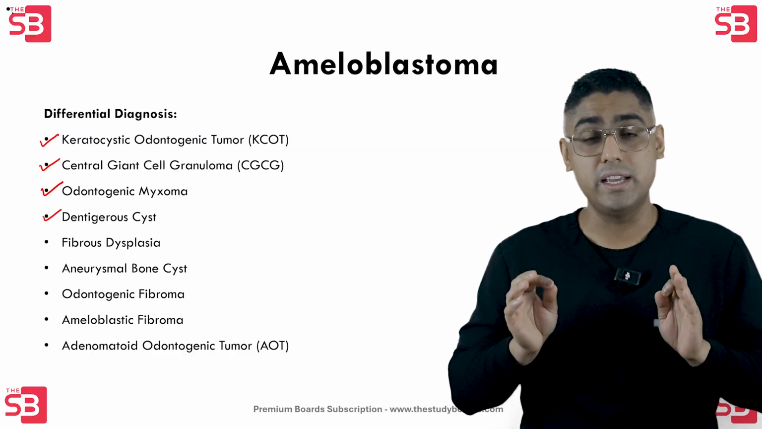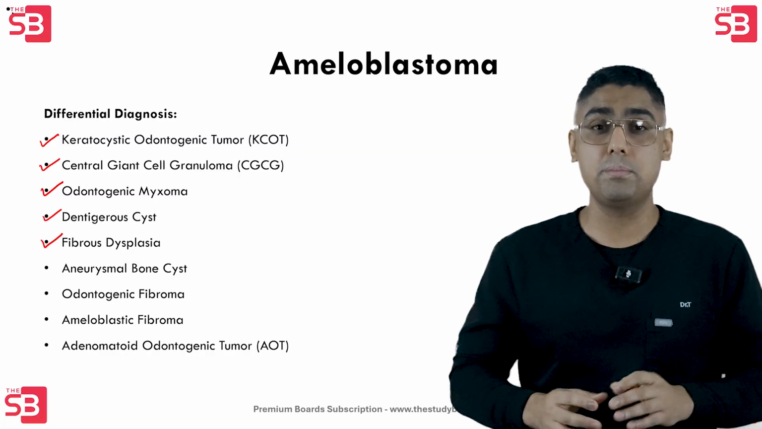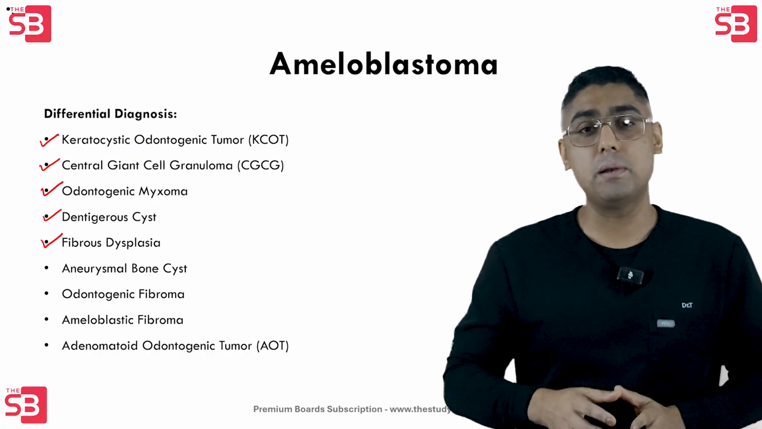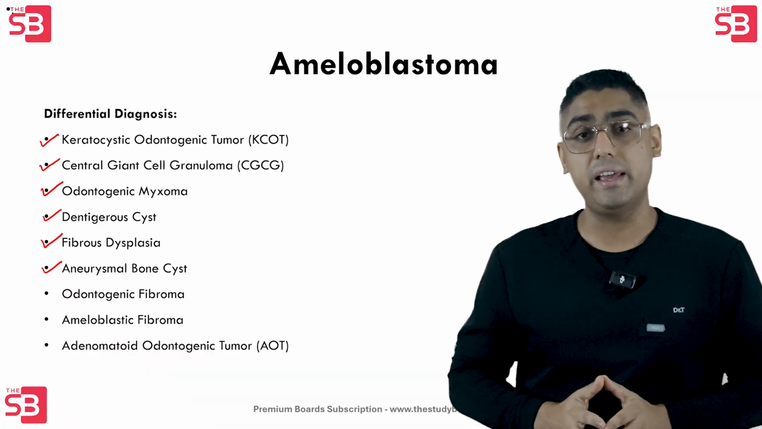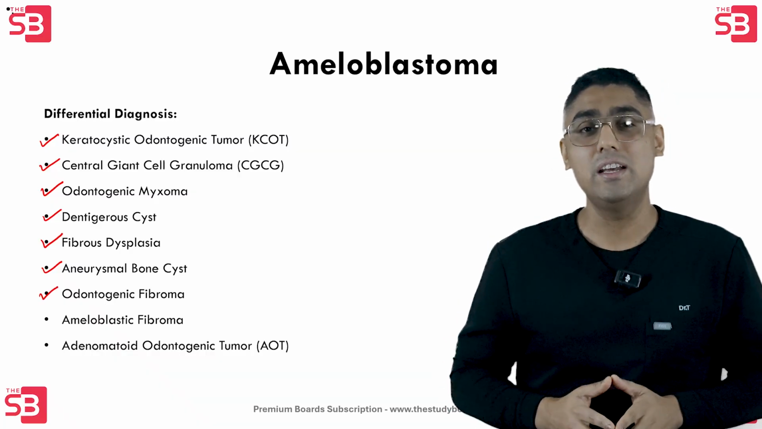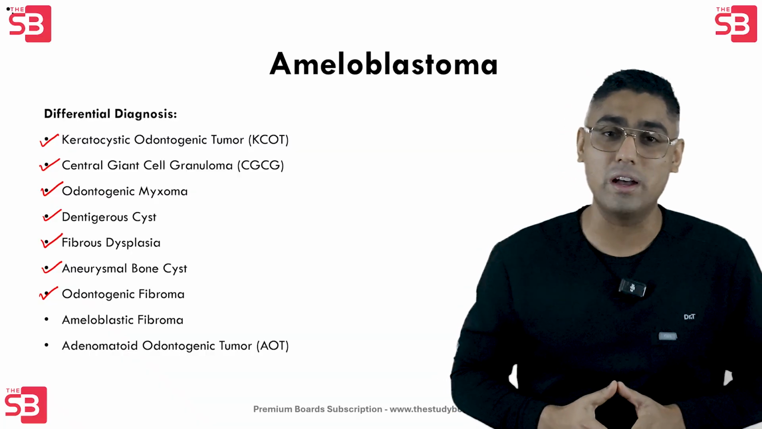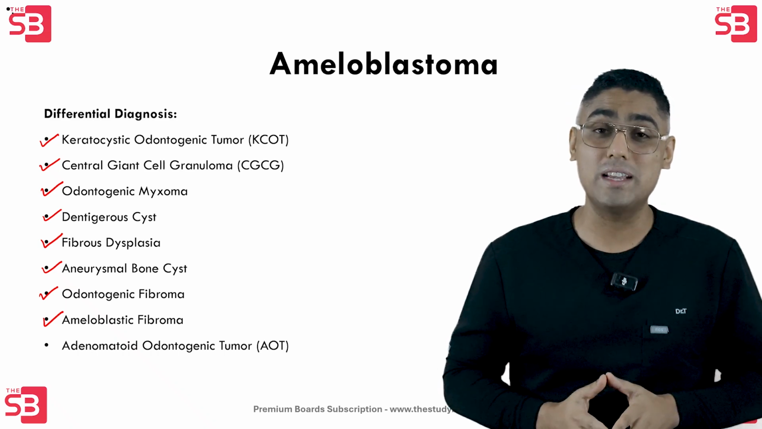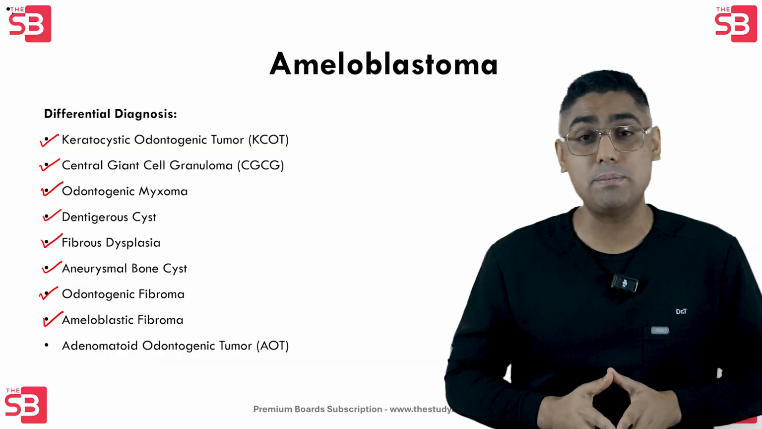Then think about fibrous dysplasia, which shows a diffuse ground glass appearance with irregular woven bone and fibrous tissue. Then next is aneurysmal bone cyst, which is a multilocular lesion with blood-filled spaces and no epithelial lining. Next to think about is odontogenic fibroma, which is a well-defined lesion with scattered epithelial rests. Think about ameloblastic fibroma, which contains epithelial and mesenchymal components. Also to talk about is adenomatoid odontogenic tumor, which occurs in the anterior jaws with duct-like patterns on histology.